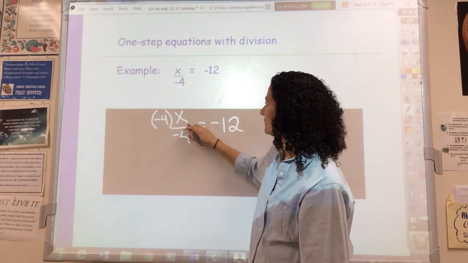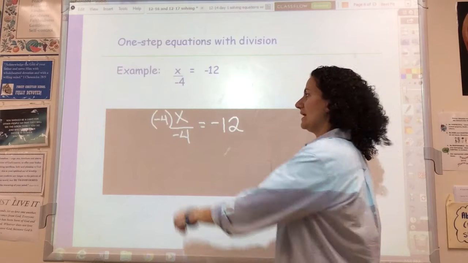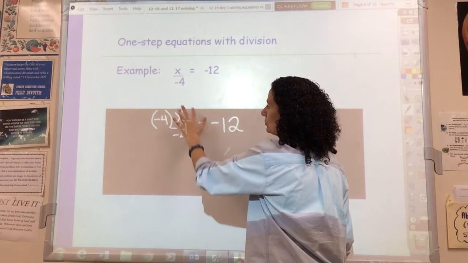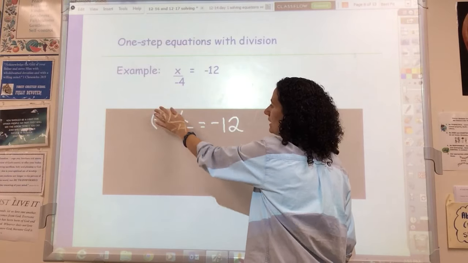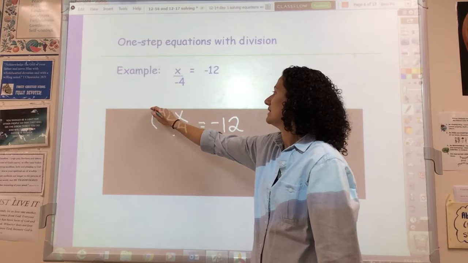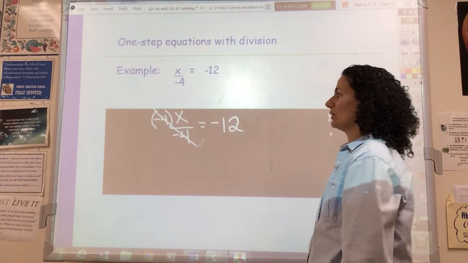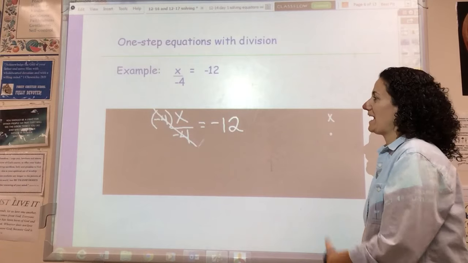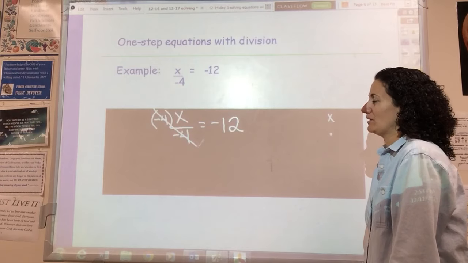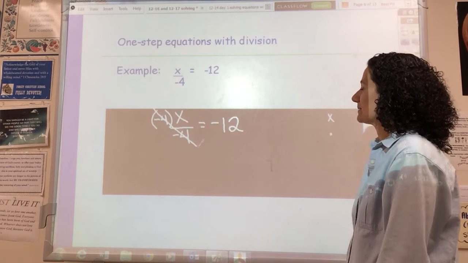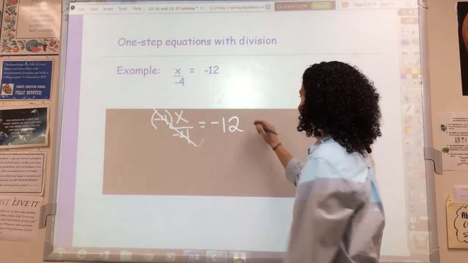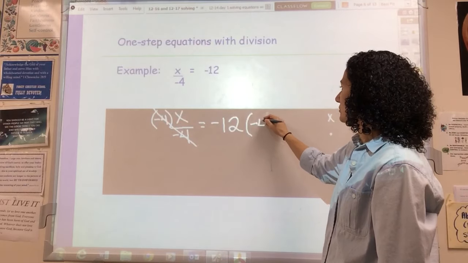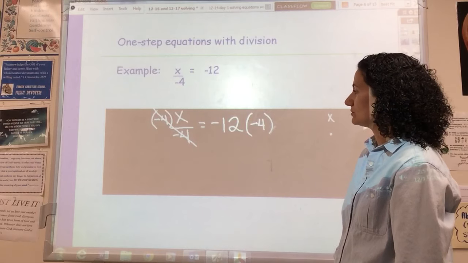Since the opposite of dividing is multiplying, if I multiply this whole thing by negative 4, they will cancel out. Negative 4 over negative 4 will give me 1, and x will be alone again. 1x is the same as x. Whatever I do to one side, I must do to the other. So I'm going to multiply this side by negative 4 also.